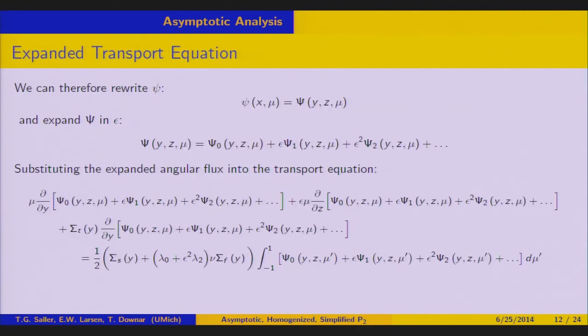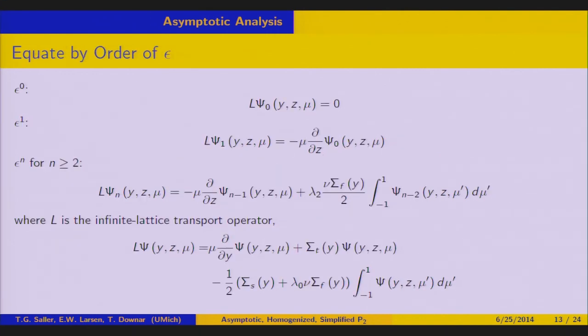So if we do that, we can rewrite our angular flux as a function of both those variables and do an expansion in epsilon, our small parameter. And then you plug that back into the transport equation. It gets really messy, but then you just look at the parts that have the same orders of epsilon, so all the ones with epsilon to the 0, epsilon to the 1, so on and so forth. And if we look at just those, we have some nice clean equations where L is given here. And you can solve these one by one. So the nice thing here is that to solve for psi 1, it's just a function of psi 0, which we solve for up there.